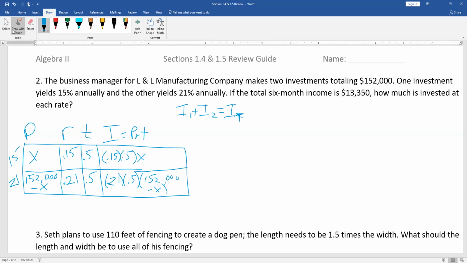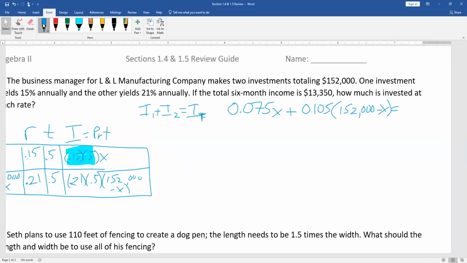So I'm going to go ahead and do the math here. The 0.15 times 0.5 is 0.075 times X plus 0.21 times 0.5 is 0.105 times 152,000 minus X, and that equals, let's hope I don't run out of room, I probably will, 13,350.